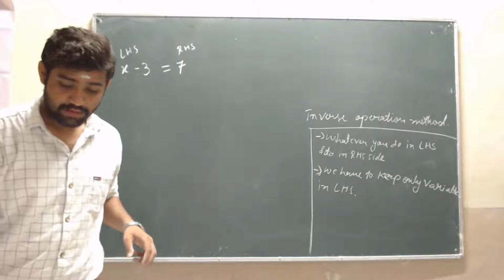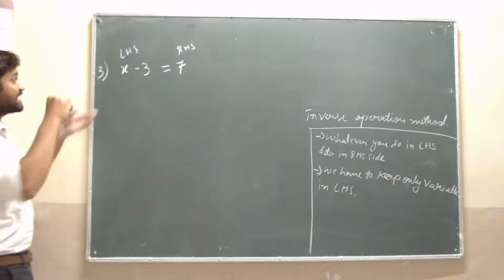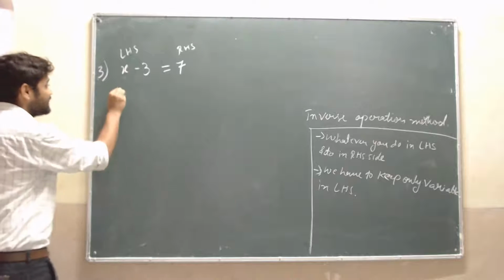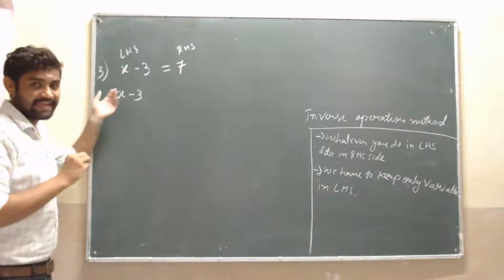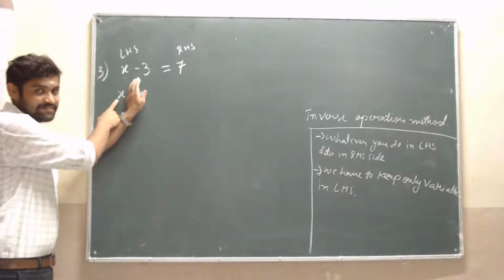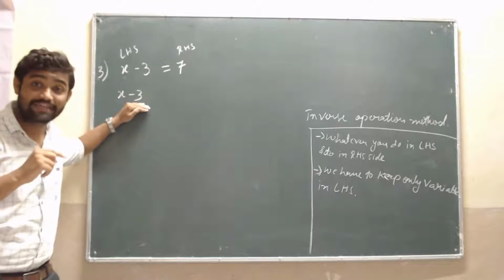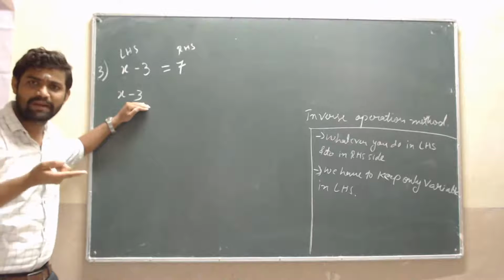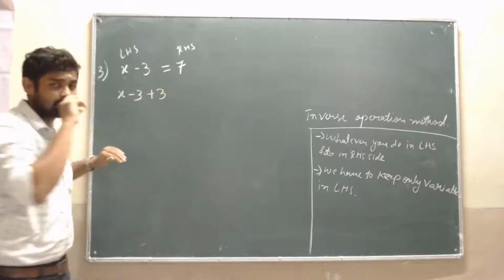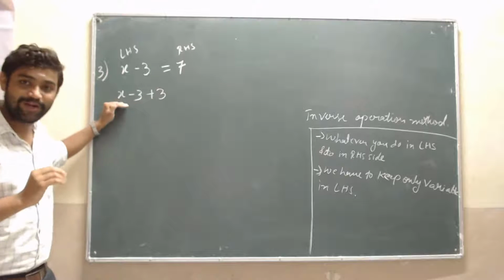No. See here, I will solve one more problem. Yes, see here. To keep only variable in the left hand side, what we have to do? See here, x minus 3 is the LHS side. But x first, isn't it? X first. Then what we have to do with minus 3? Sir, simply plus 3, the opposite sign. Isn't it? Plus 3. Plus 3 and minus 3 get cancelled and we will then remain with only x.